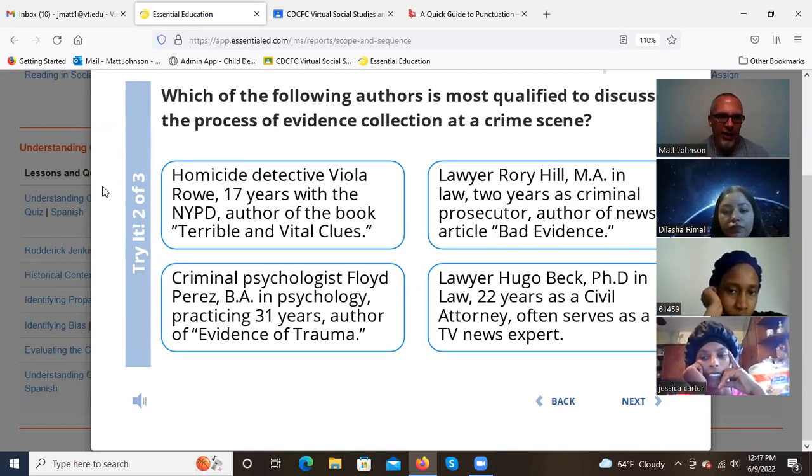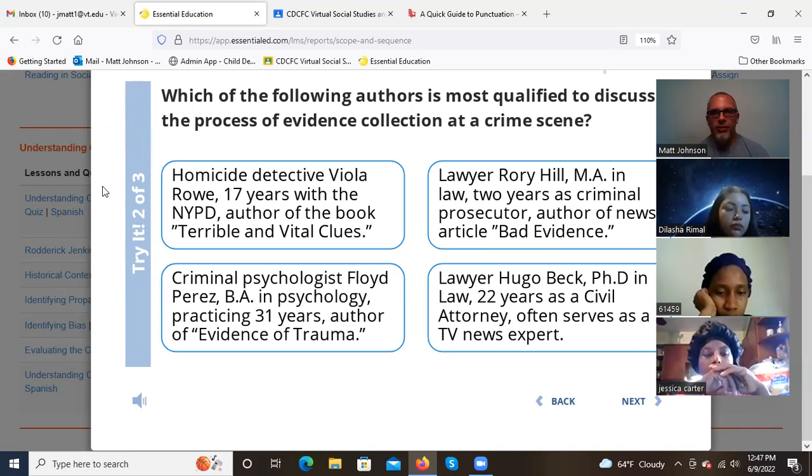And the criminal psychologist, different field, not really related to crime scene evidence collection. And then the last one too, he's a civil attorney. So not a criminal attorney, not a defender or prosecutor like that. So that would be really far removed from the other ones. So yeah, credibility here.